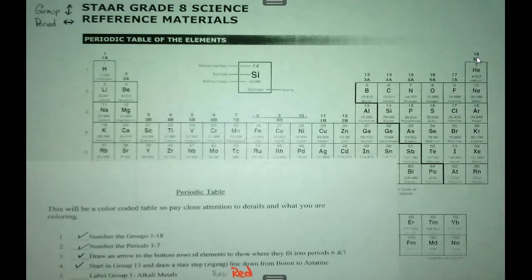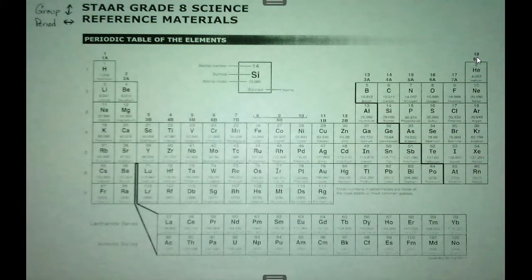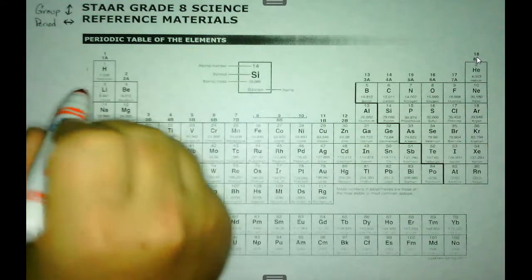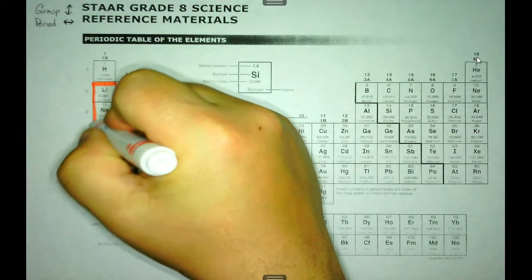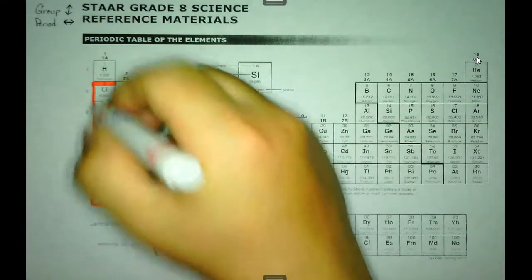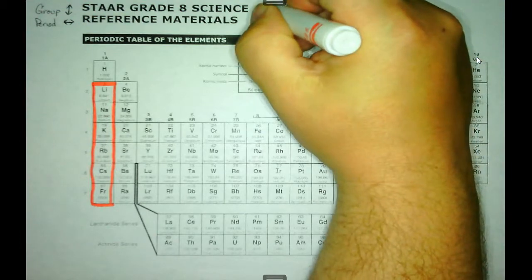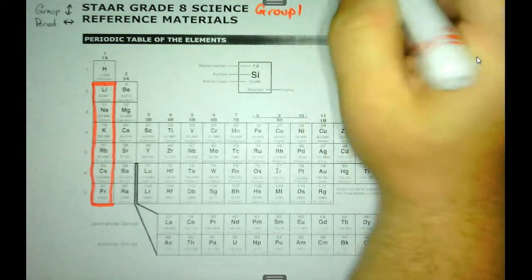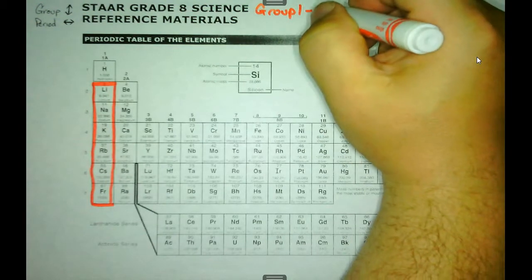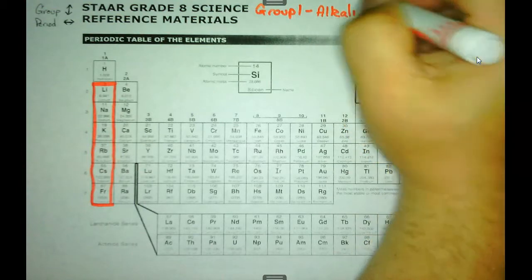This is awesome. Next, label group 1, the alkali metals. And it says red right here. So what I need you to do, I need you to go ahead and get out your red pencil or red marker. And we are going to just outline group 1. So I'm going to take my red and I'm just going to outline group 1 in red. So all the way down, go over, outline right like that. Okay, so group 1 is outlined in red, and I'm going to go ahead and label it. I'm going to write group 1, dash, alkali metals. A-L-K-A-L-I metals.